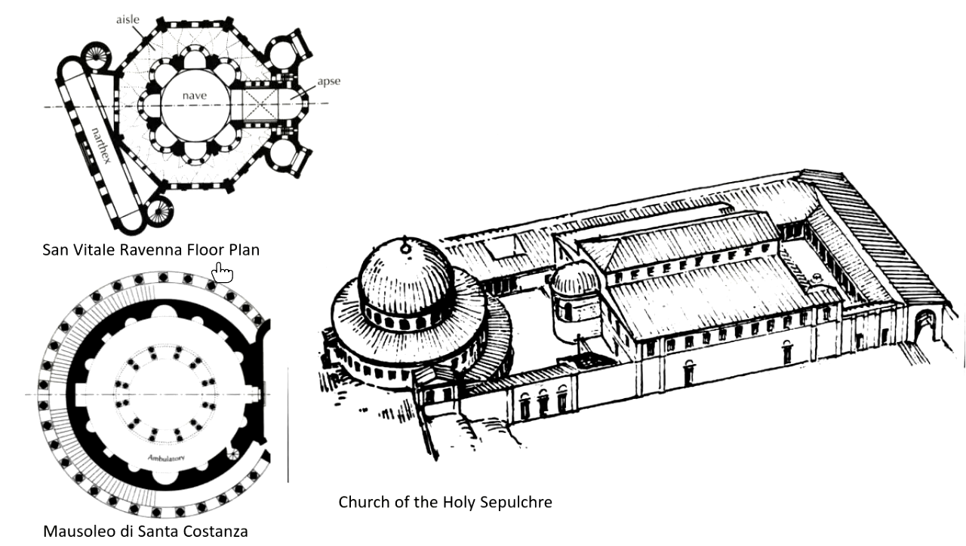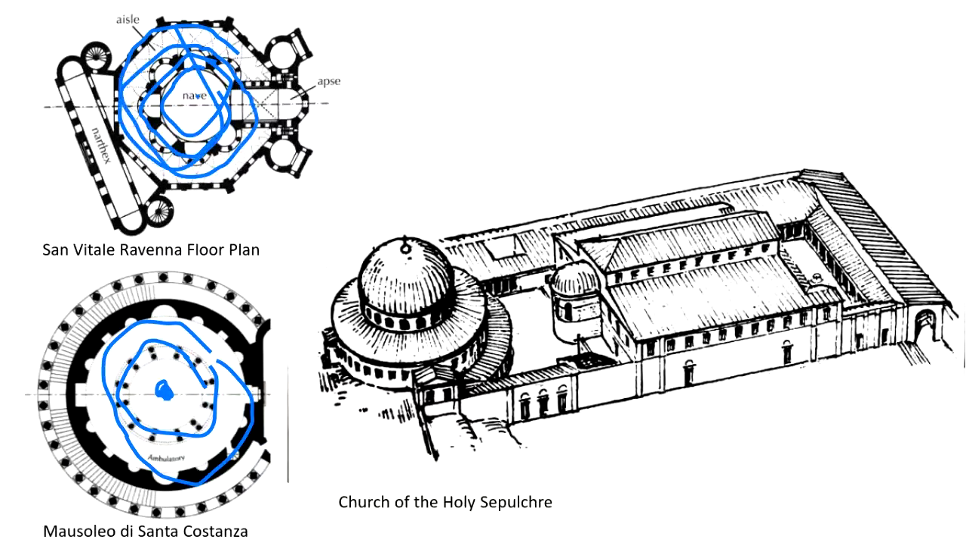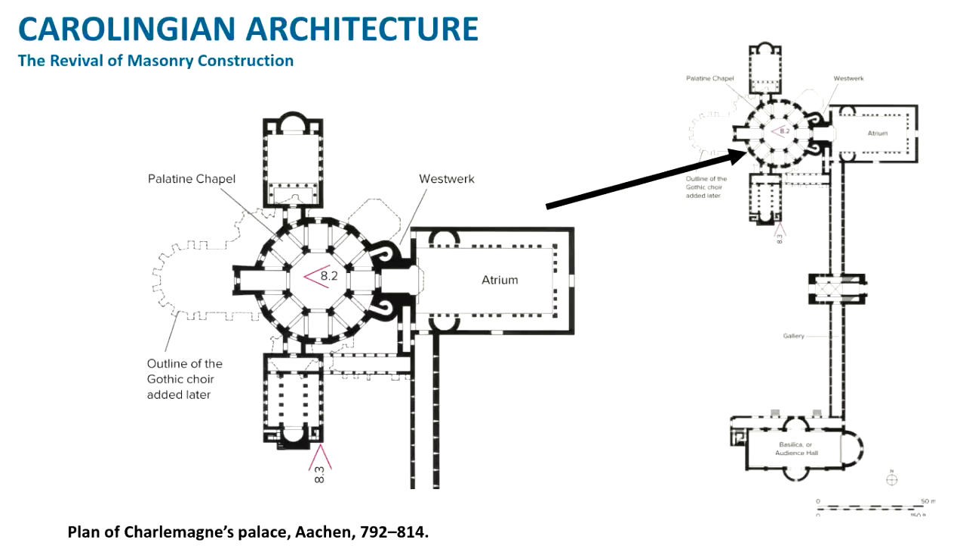I've talked about this several times. Central plan, circle, which everything revolves around. I talked about it even as an onion type. And the same thing with San Vitale in Ravenna. You see this circle, and I have this ambulatory, these aisles that you can just walk around. And that's what's happening here. Once again, bringing back ideas from Byzantium, from the Roman Empire, and just appropriating them and making them so.